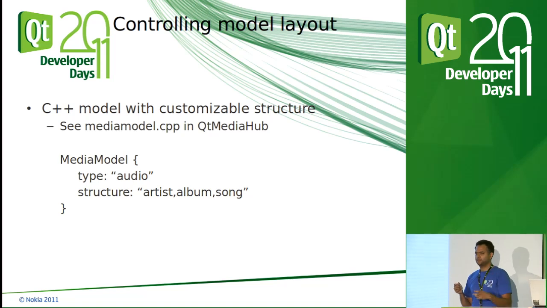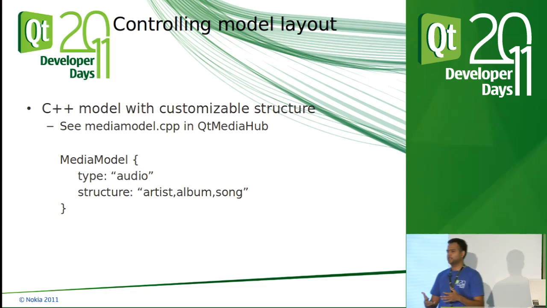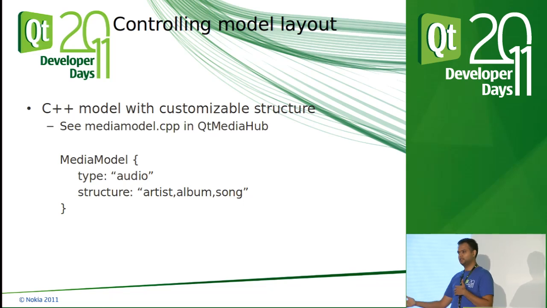Because on the C++ side, all models are QAbstractItemModels, right? And usually when you write a QAbstractItemModel, you have to decide upfront: is this going to be a list? Is it going to be a table? Or is this going to be a tree?